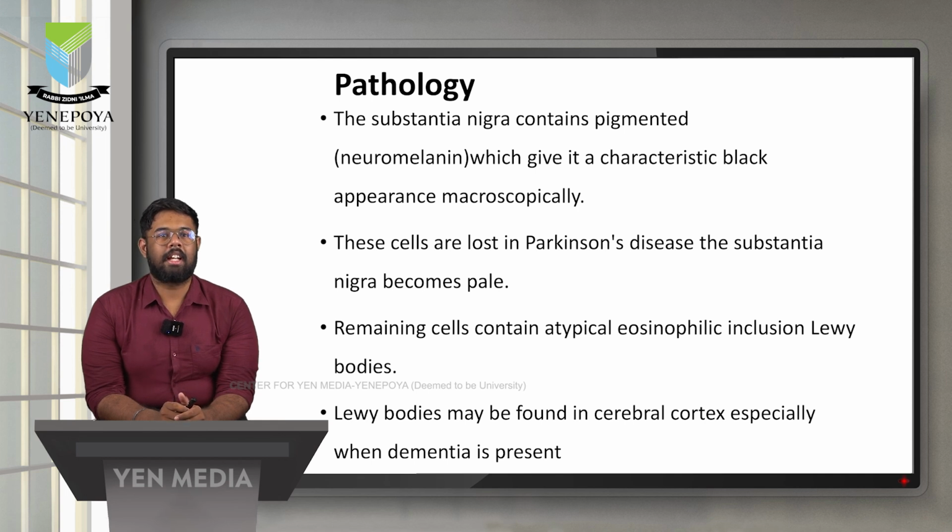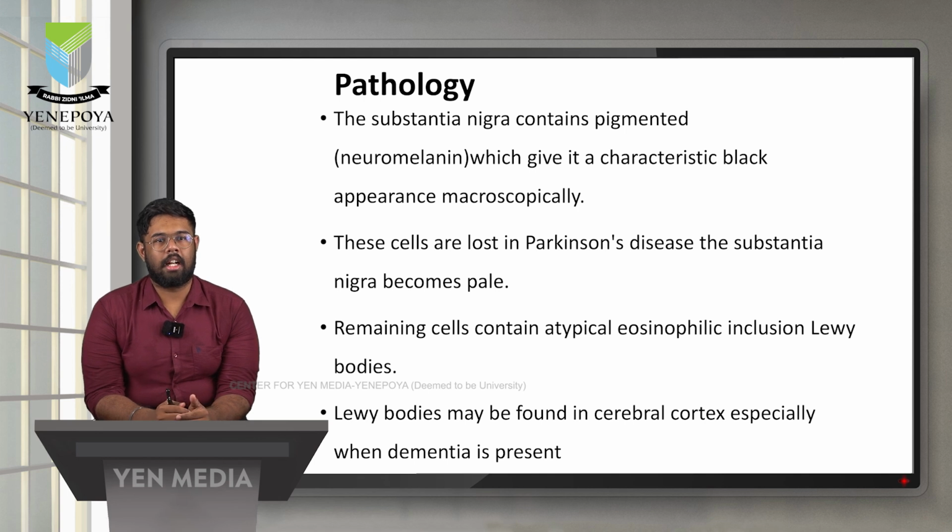Pathology. The substantia nigra contains pigmented cells, which give it a characteristic black appearance macroscopically, known as neuromelanin. These cells are lost in Parkinson's disease. The substantia nigra becomes pale. These pigmented cells give it a dark grayish color, so when they are lost in Parkinson's disease, the substantia nigra becomes pale in color.